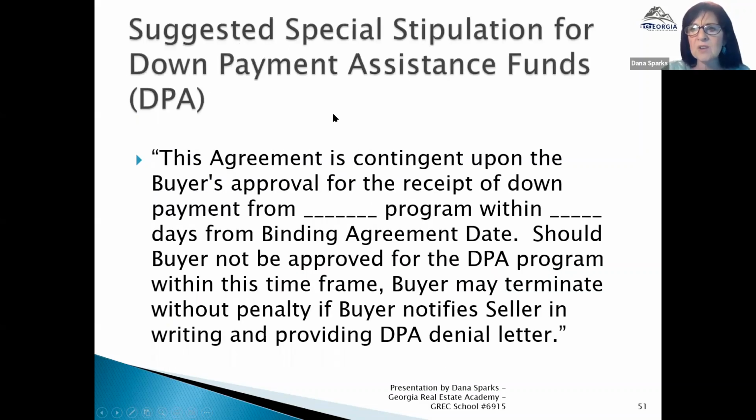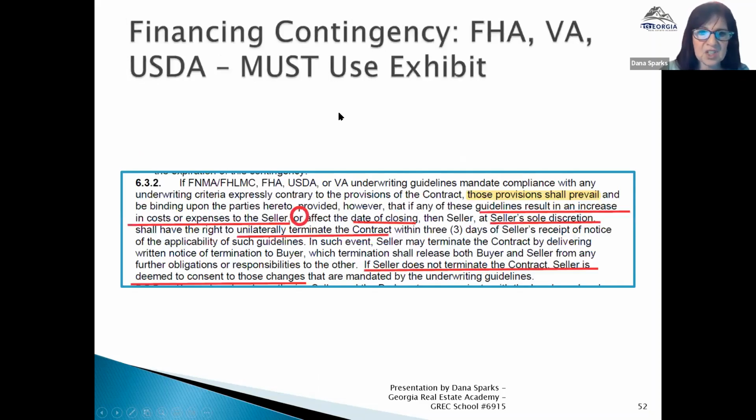So if you are working with buyers getting down payment assistance funds, you must add a special stipulation to protect your buyer's earnest money that states this agreement is contingent upon buyer's approval for the receipt of down payment from whatever program, like Georgia Dream or whatever, within so many days from binding agreement date. Should buyer not be approved for the down payment assistance program within that time frame, buyer may terminate without penalty if buyer notifies the seller in writing and provides the down payment assistance funds denial letter. Again, just so you guys know, that whole down payment assistance program is not covered in a financing contingency.